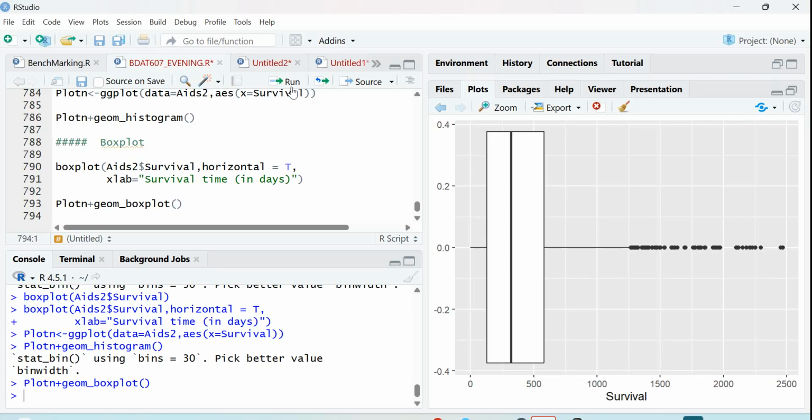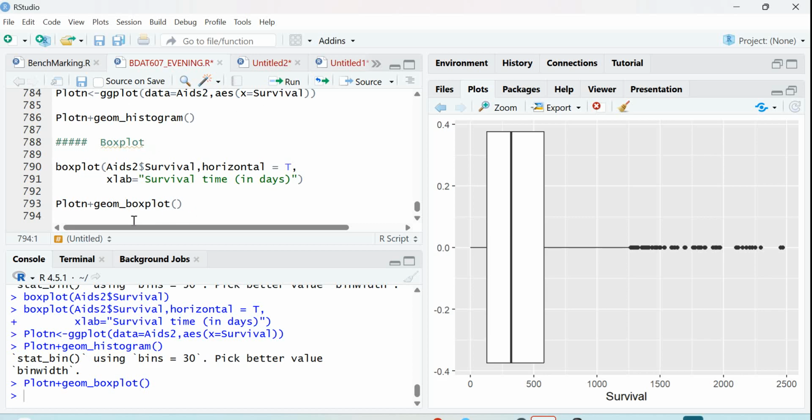So what can we say about these graphs, both the histogram and the box plot of survivor? There are so many outliers. Yes. What are the outliers? They are the survivors. Okay, all right.